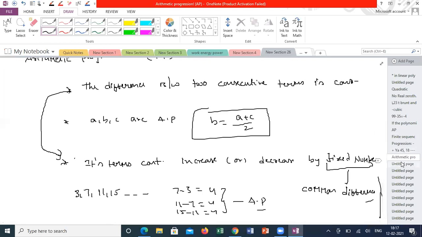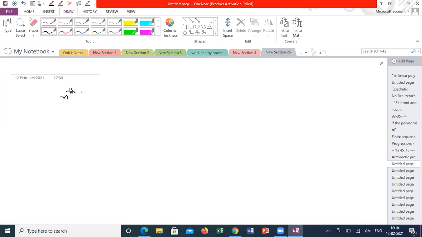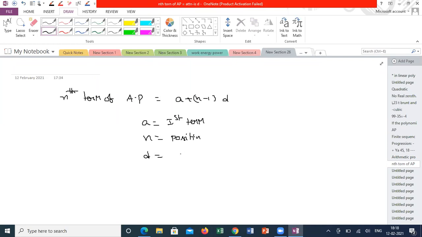Yes, sir. What is the nth term of an arithmetic progression? Nth term of AP: a plus (n minus 1) into d, where a is the first term, n is the position of the term, and d is the common difference. This can be represented with an. Clear?